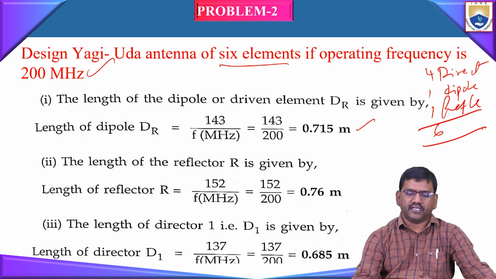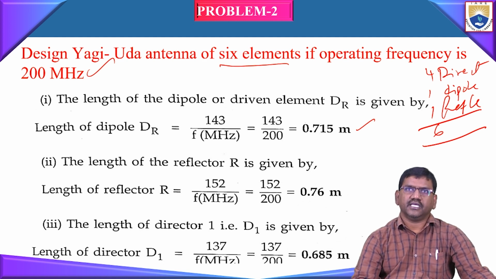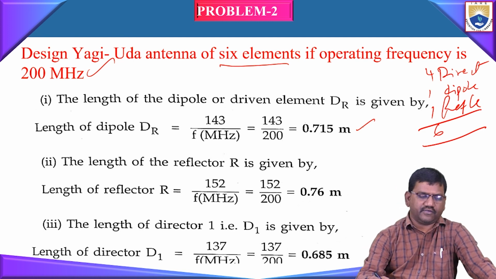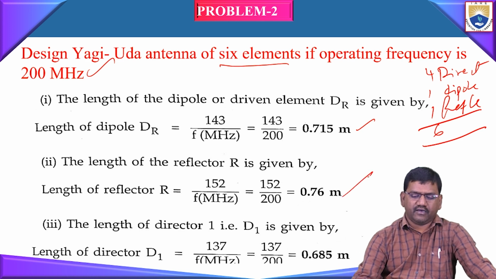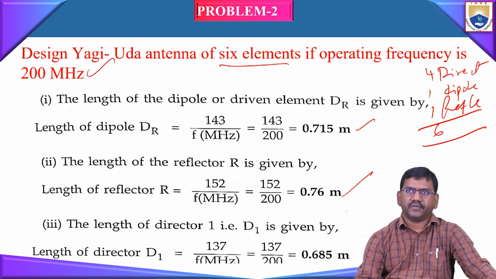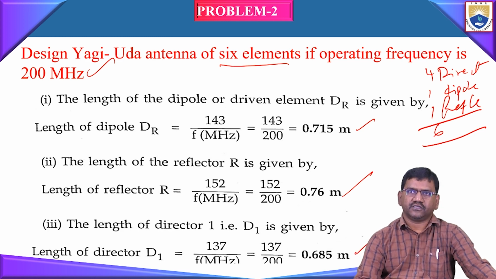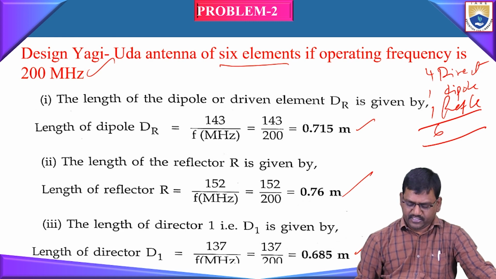So we design a YAGI UDA antenna of 6 elements whose operating frequency is 200 megahertz. We need to find out the lengths of the 4 directors individually. The length of the dipole is given as 143 by 200. The length of the reflector is given by 152 by 200, which is 0.76 meters. The length of director 1 is given by 137 by f, which is equal to 137 by 200, which is equal to 0.685 meters.